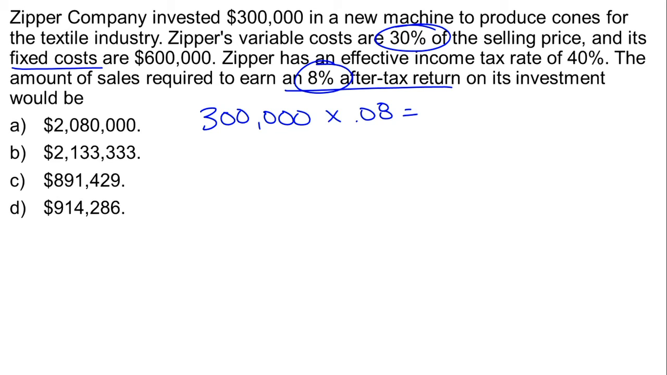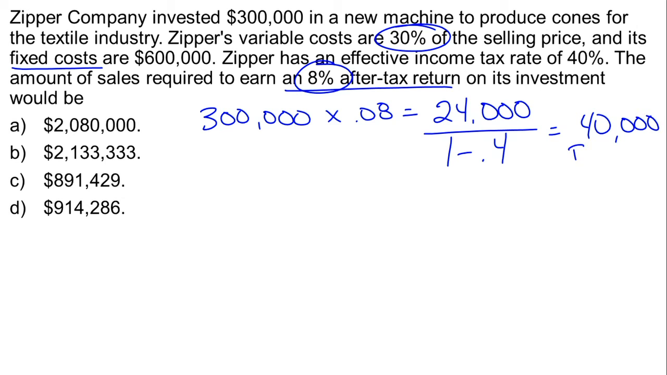That 8% after-tax return is $24,000. But when we put all these numbers into our formula, we need the before-tax number. We got that out of the break-even analysis. So what we need to do is take this $24,000 and divide it by 1 minus the tax rate. Same thing that we did in break-even analysis. And this is going to give us a $40,000 before-tax return, or $40,000 before taxes.